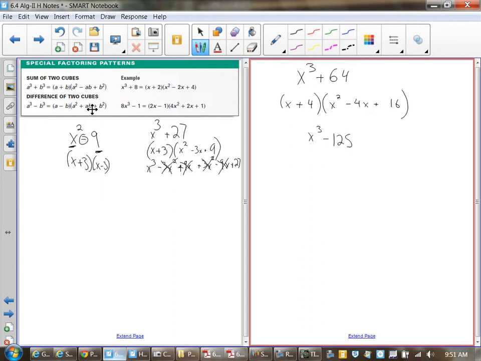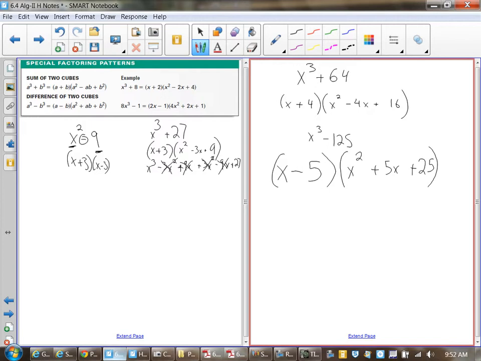So when it's a difference of perfect cubes, the pattern just changes: the first one is your cube root again. And now the interior terms are both going to be plus. Okay? So it winds up being x squared, 25, and a 5x in the middle. All right?